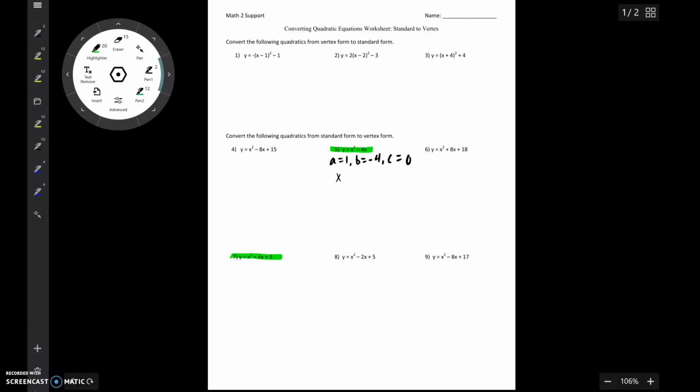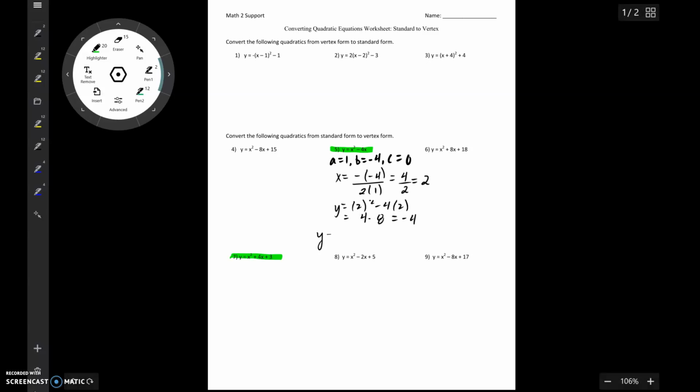All right, so my x coordinate, opposite of B, all over 2 times A. So that gives me +4 divided by 2. So the x-coordinate of my vertex is +2. When I plug +2 back into my original, I get 2 squared is 4 minus 8, so I get -4.